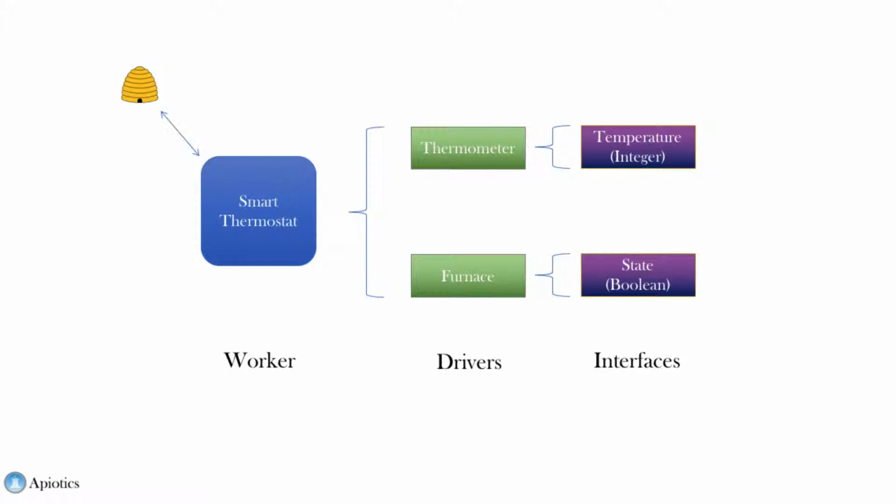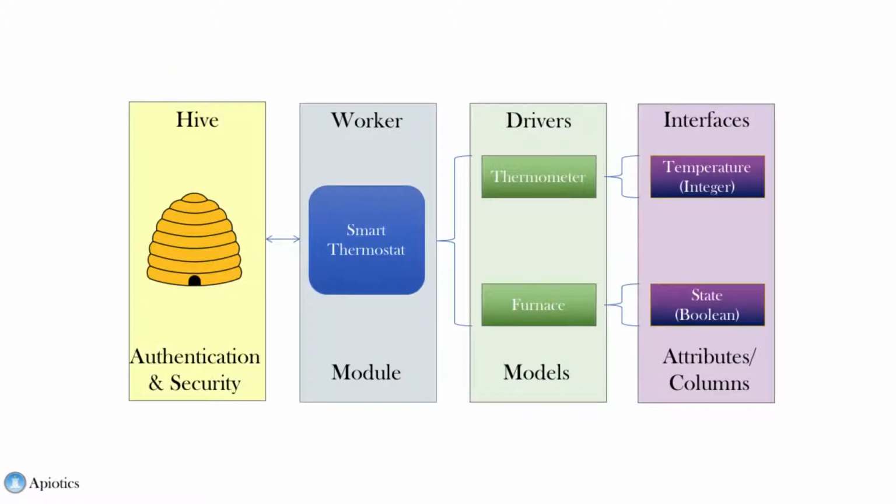These interfaces are important not only because your application interacts with them, but also because they're typed, meaning that each interface has as a type an integer or boolean or string or other type of the sort that you'd see defining columns in a database. Now that we've defined hives, workers, drivers, and interfaces, we can see how these map to your Rails application.